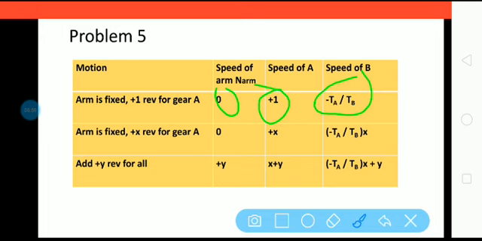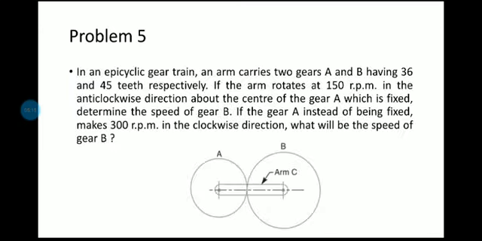So when we add plus y to the arm, what will be the speed of A? x plus y. Similarly, what will be the speed of B? y minus the previous speed, that is y minus x into TA by TB. That is this value. So this is the table. Once the table is completed, you go back to the problem and check the requirement and known values.